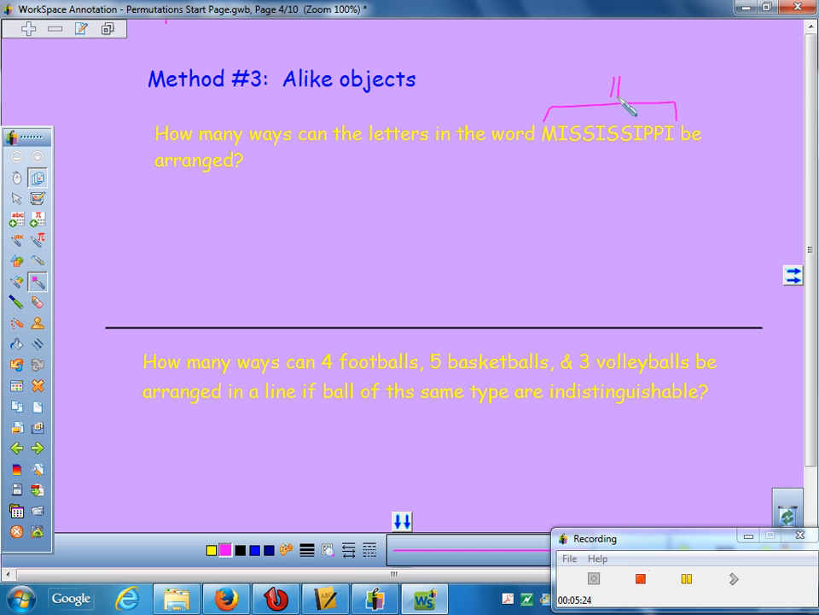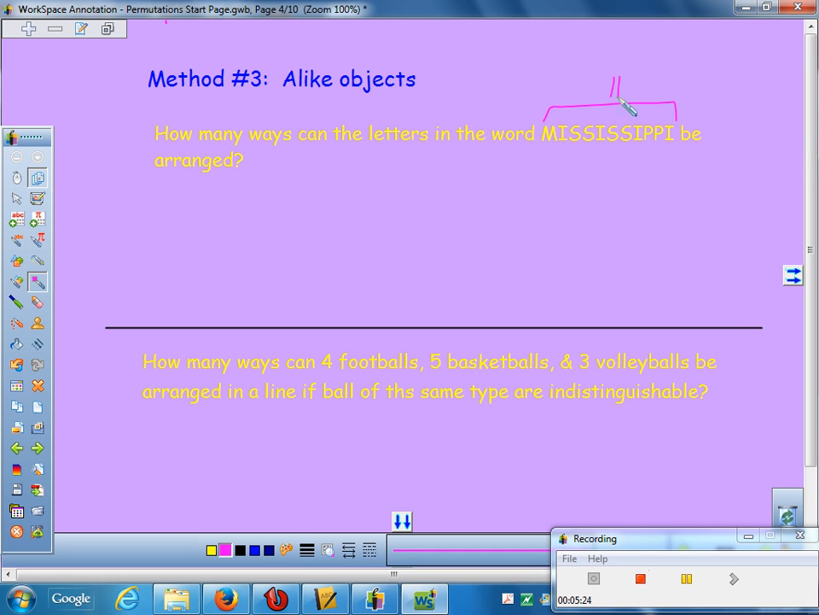According to what we've done so far, I'm using all the letters, aren't I? If I'm just using all of them, I should just do 11 factorial and call it a day. But, not so fast. If I take these two S's and I switch their places, have I made a new pattern? If I take two I's and I switch their positions, it still doesn't make a different pattern. Because some of the letters are repeated, you're not going to have as many patterns. You're not making a different pattern.